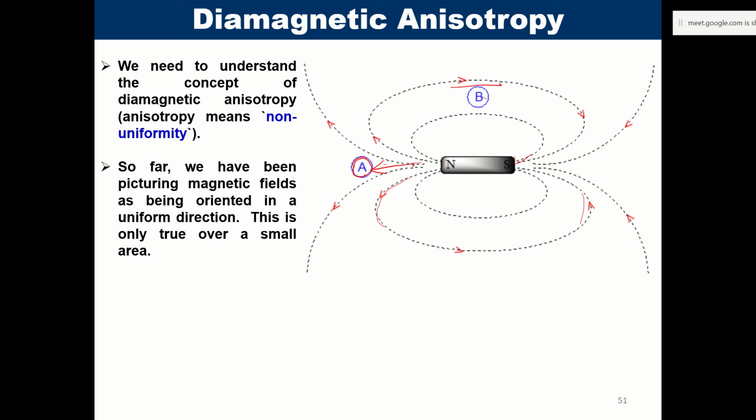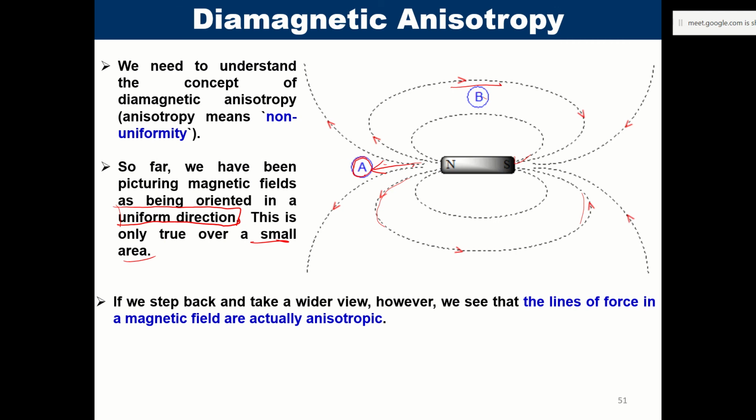So whenever we usually draw a schematic diagram बनाते हैं, हम B दिखा देते हैं कि एरो से कि ऊपर की ओर बढ़ रहा है. So we usually show a uniform direction, but it is true only for a small area, that's what we mean. But if you are looking at an overall wider view, then the lines of force will be anisotropic. As I told you, it will have an increasing effect.